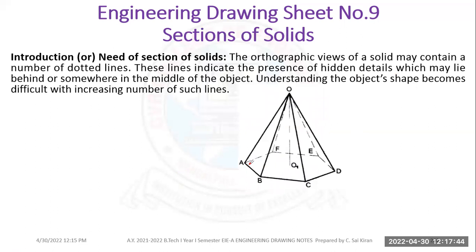This shape has hidden lines. A to F is a hidden line, F to E is a hidden line, E to D is a hidden line, F to O is a hidden line, and O to E is a hidden line. And here you have one more axis line also. All these lines are a little bit confusing.